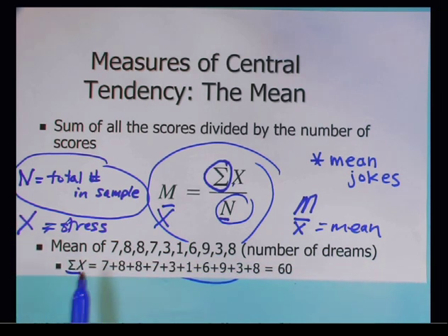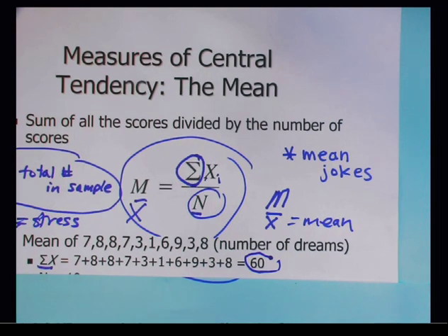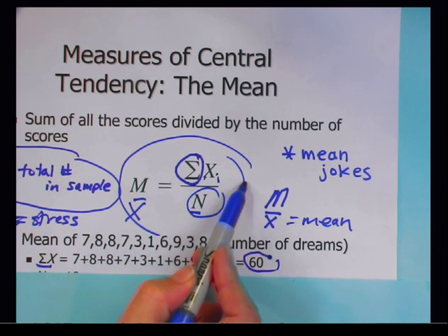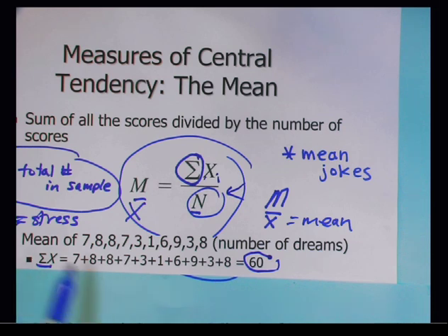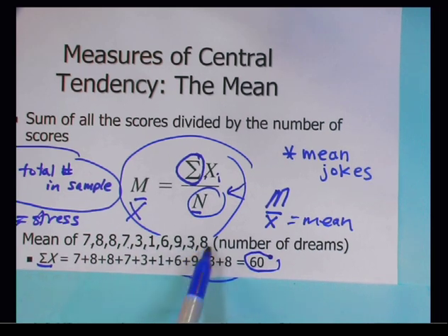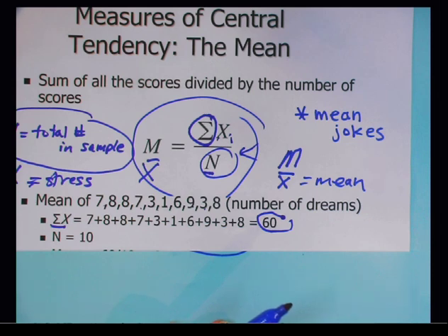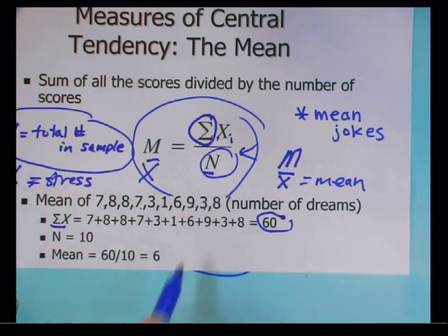The sum of every score, the variables, and sometimes you'll see a little i on this formula. The i just means all of the numbers of this variable. And so you sum all of the numbers of this variable, you get 60 total. Now, in order to get the average, the last step of this formula is to divide by N. How many numbers do you have here? You have 1, 2, 3, 4, 5, 6, 7, 8, 9, 10 students reported how many dreams they had. So guess what we're going to divide 60 by? 10. N equals 10. 60 divided by 10 equals 6.